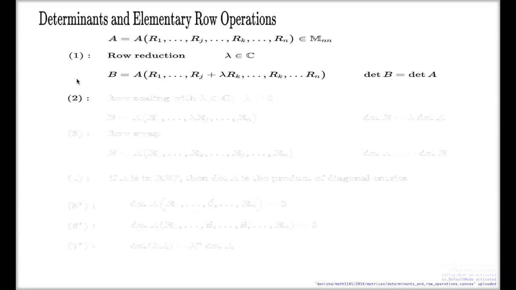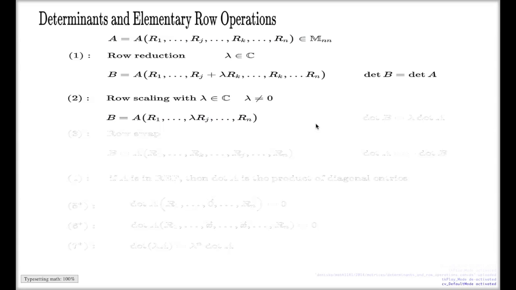The second elementary row operation which you have in your tool chest is row scaling, again with some scalar lambda. In that case, you require, of course, that lambda is non-zero. And if I want to encode this row scaling in my notation, I will write something like this. So you see, all of the rows are identical except for the jth row, which I scaled by this number lambda.